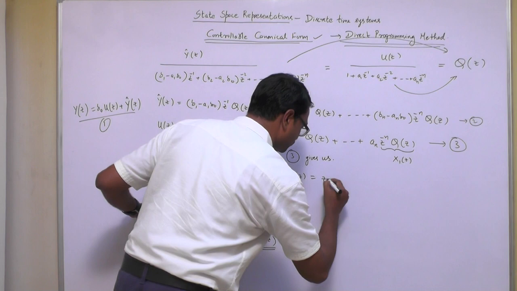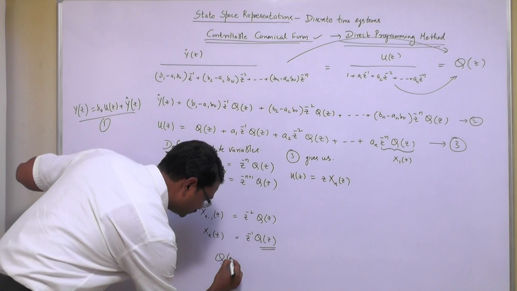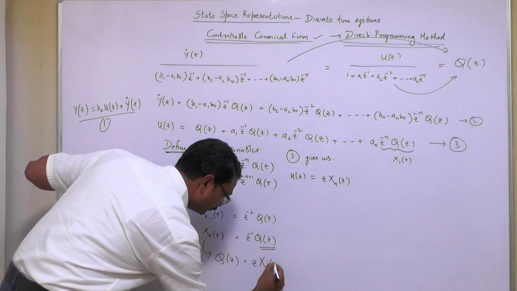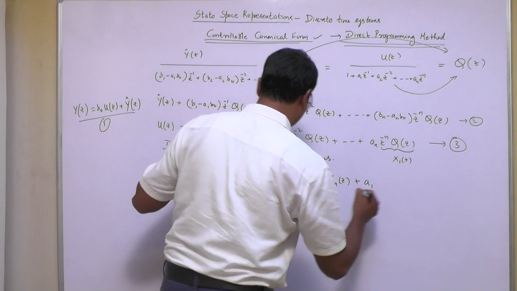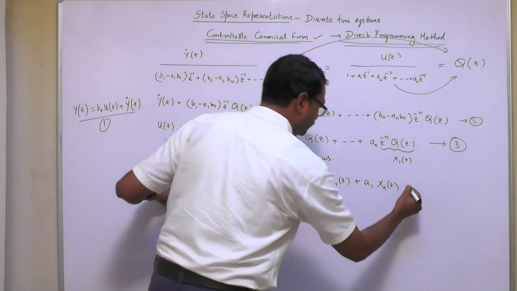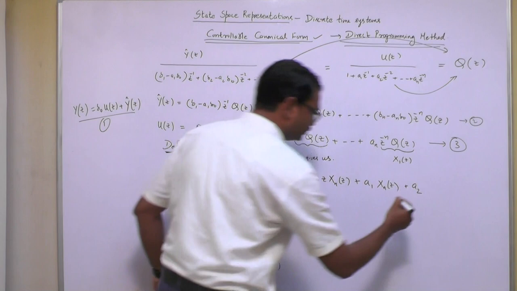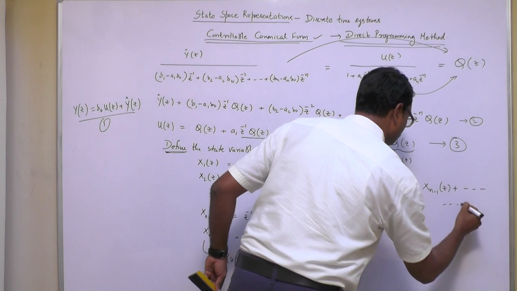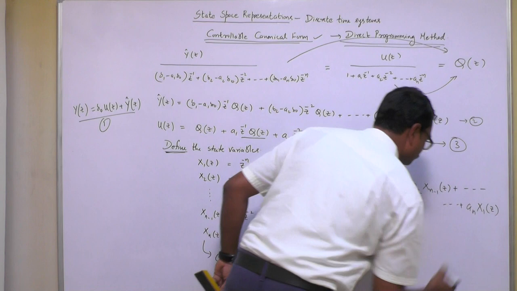When you bring z in, means q of z from this equation, you can say that it is z into xn of z. Now when you are substituting this here, plus a1 z inverse qz, z inverse qz is xnz, plus a2 z power minus 2 qz is xn minus 1z, plus so on, plus an x1z, an x1z.